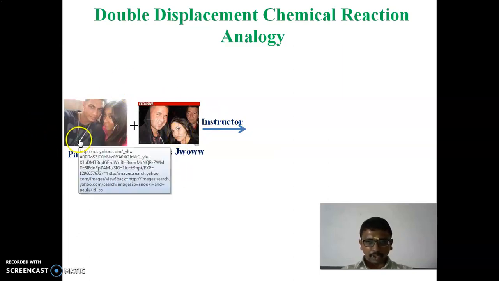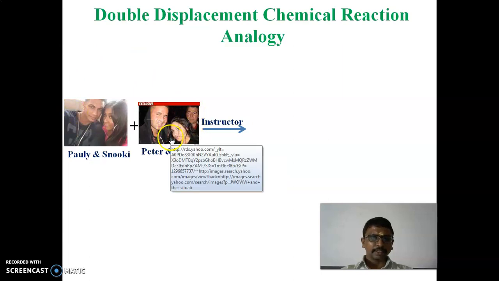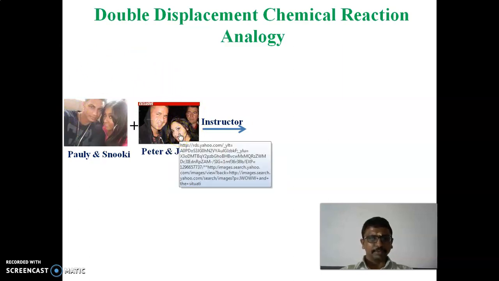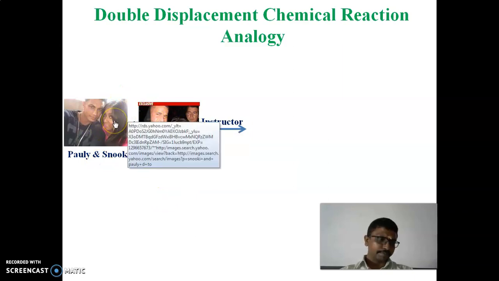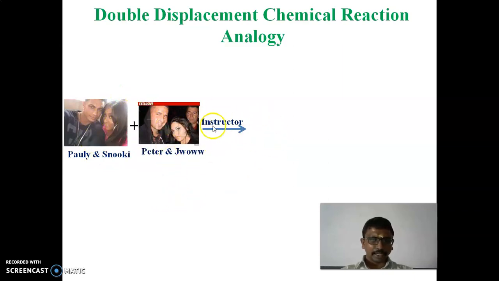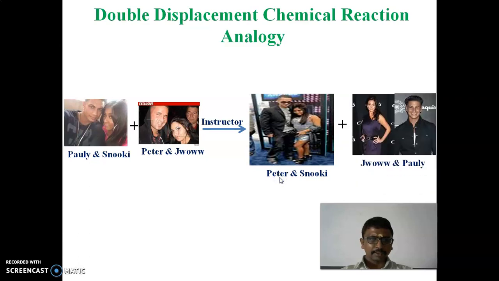because Pauli and Joe, they are good dancers. If they are paired, they will look good when they dance together, if they change the pair. And Peter and Snooky is the other pair. So the instructor has to try to change the pair. One pair is Peter and Snooky and another pair is Joe and Pauli. So they will change the pair.